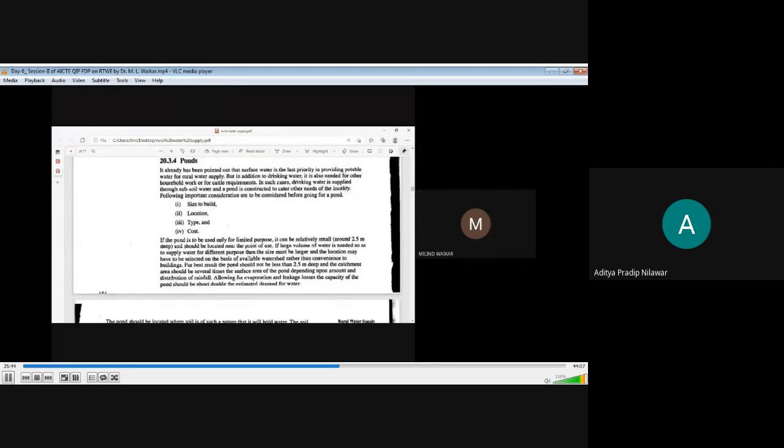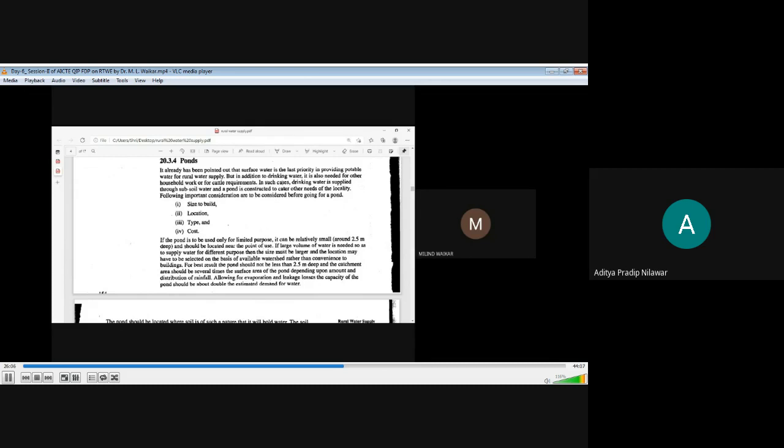More important is using ponds. Even though surface water is the last priority, if we find that springs, infiltration galleries and other sources are not so reliable and the quantity is also less, in that case we have to decide to use surface water.